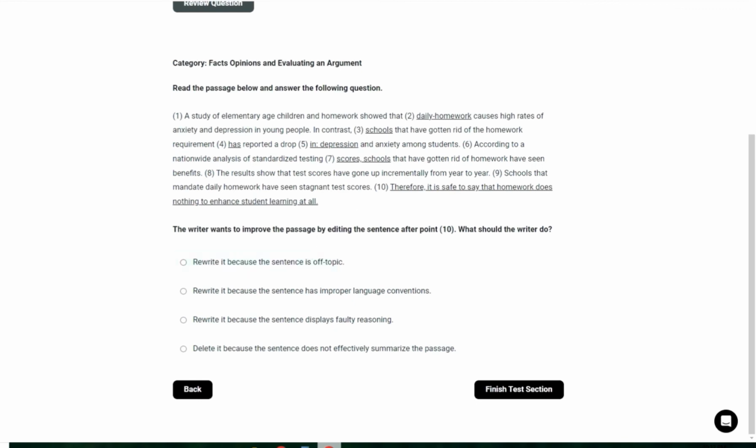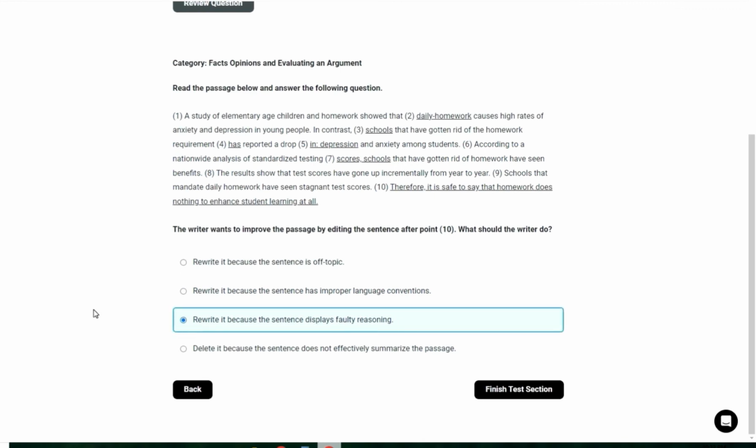B, rewrite it because the sentence has improper language conventions. When I read it, this is the process I had in my head. Is it improper language in any way? Are there any grammar mistakes that I see initially? "It is safe to say that homework does nothing to enhance student learning at all." No, that sounds like a normal sentence. Do I think she should rewrite it? Once again, yes, but is it because it has improper language conventions? No.